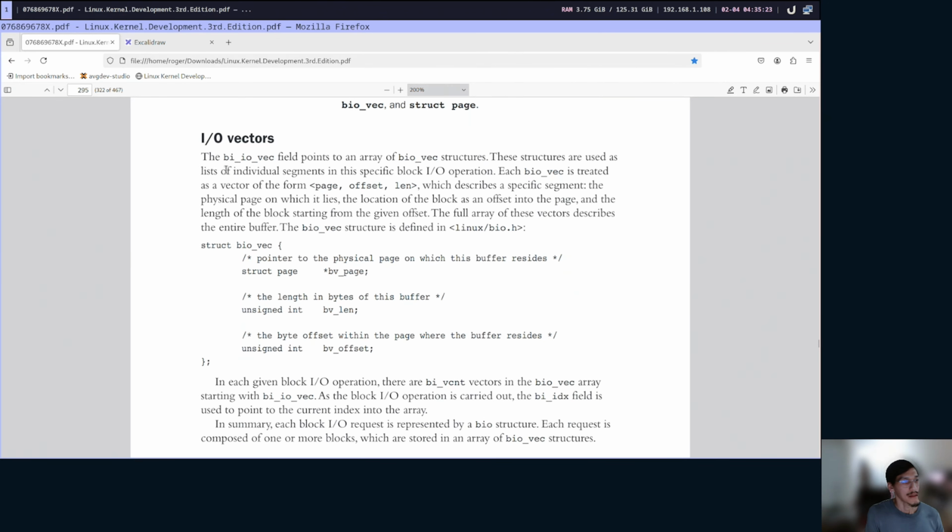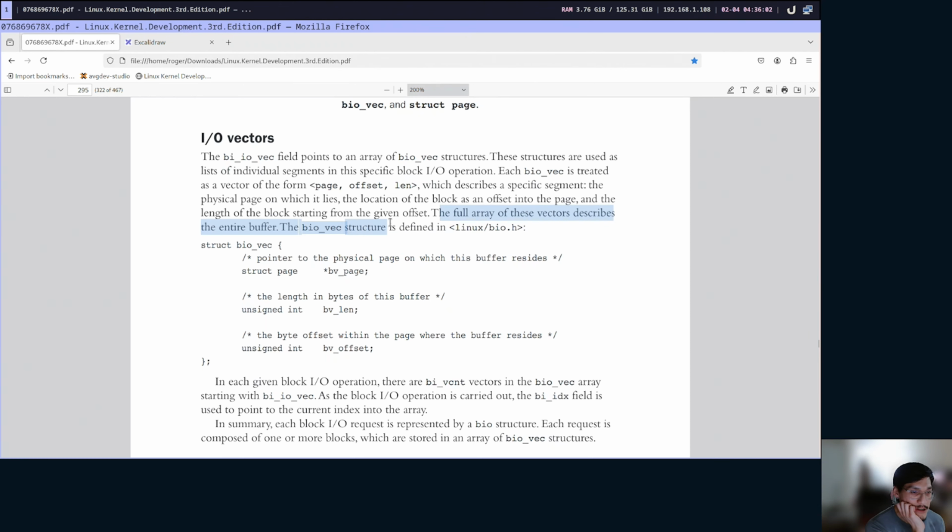Okay. So I/O vectors. The bi_io_vec field points to an array of bio_vec structures. These structures are used as lists of individual segments in the specific block I/O operation. Each bio_vec is treated as a vector of the form <page, offset, len>, which represents a specific segment: the physical page on which it lies, the location of the block as an offset into the page, and the length of the block starting from that given offset. The full array of these vectors describes the entire buffer.